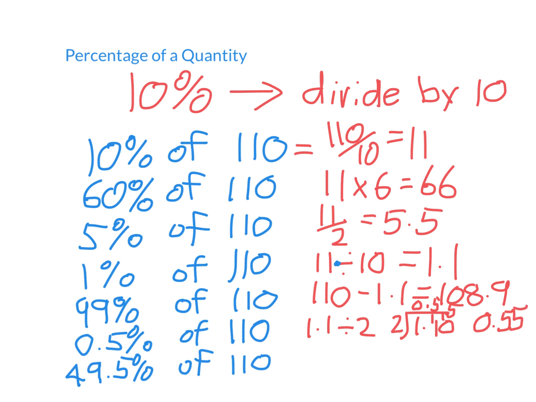All right, what would be 49.5% of 110? Well, we know that 50% of 110 is half of it. It's 55. 50% is just half of the number. So what I can do to find 49.5% of a number is take half of it and minus 0.5% of it. So it'll be 55 minus 0.55, which is 54.45.